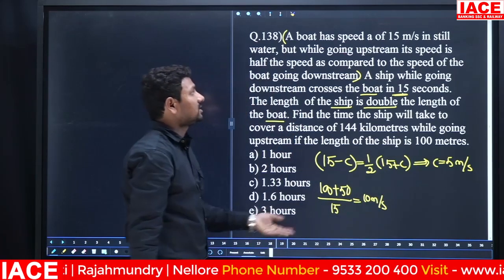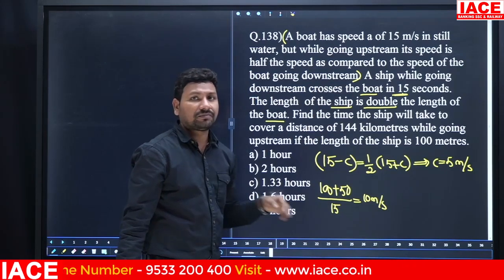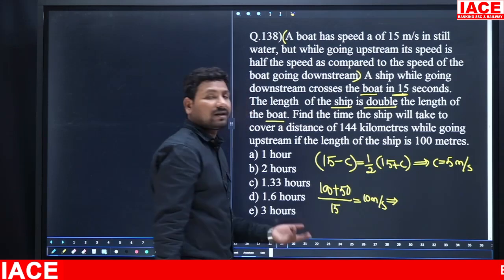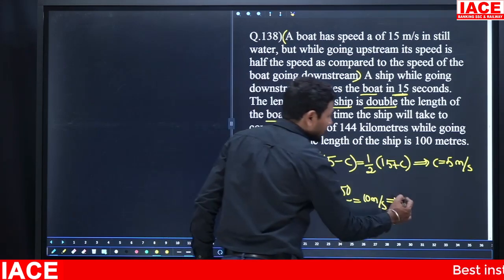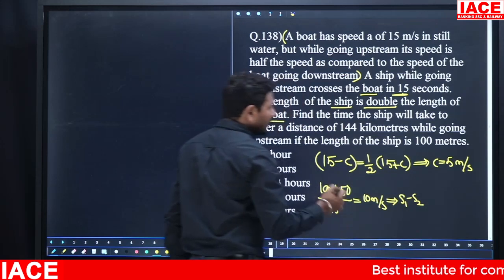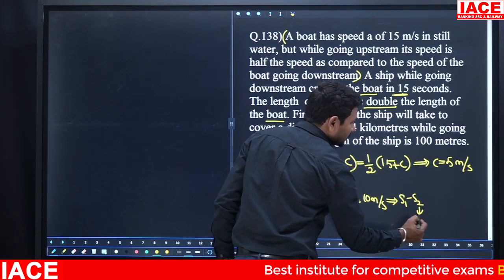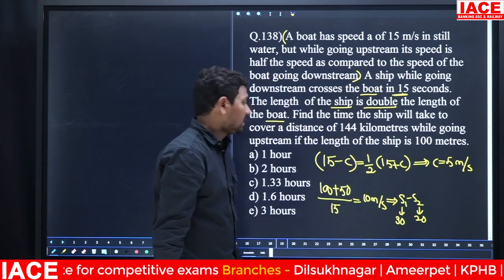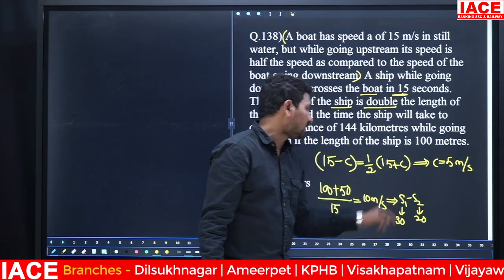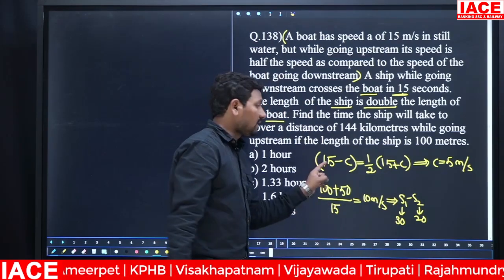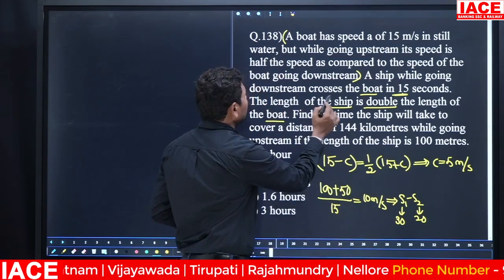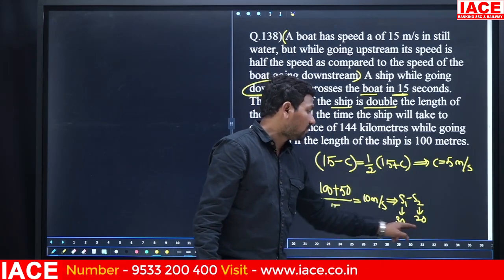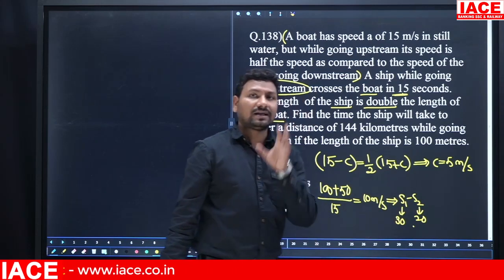Both are in the same direction, and the ship goes downstream and crosses the boat. Both in the same direction means the relative speed is S1 minus S2, which is 10 meters per second. We already know the boat speed is 20, so the ship speed becomes 30. 30 minus 20 is 10 meters per second. Why? The boat speed is 15 meters per second, but going downstream the speed increases by 5, so the boat speed becomes 20 meters per second and the ship speed becomes 30 meters per second.